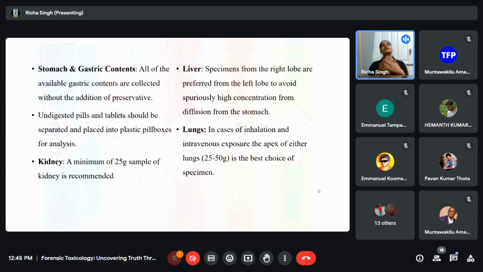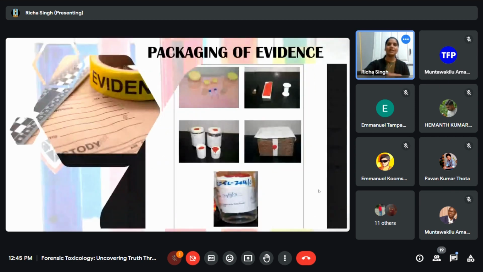Apart from this, we also collect spleen, we also collect brain, and we also collect heart. But brain and heart are not that advisable until and unless it's suspected. Like for brain, if some cerebral poison is involved. For heart, if some cardiac poison is involved. Then only we do the collection. But majorly, it's your stomach and gastric content and your liver and kidney. We also collect bones and hair and nails in cases where we suspect some heavy metal poisoning has been involved.